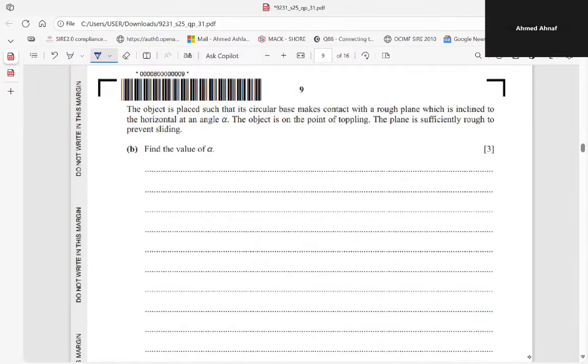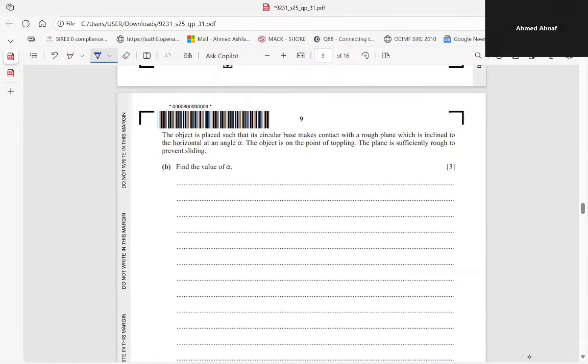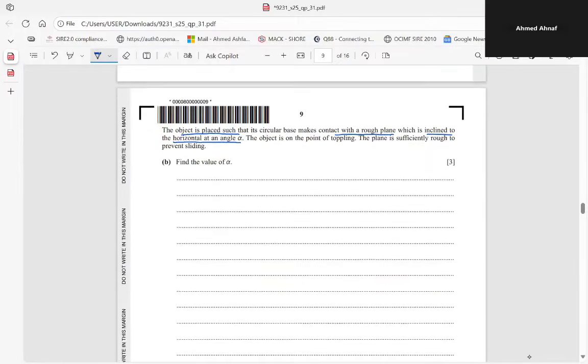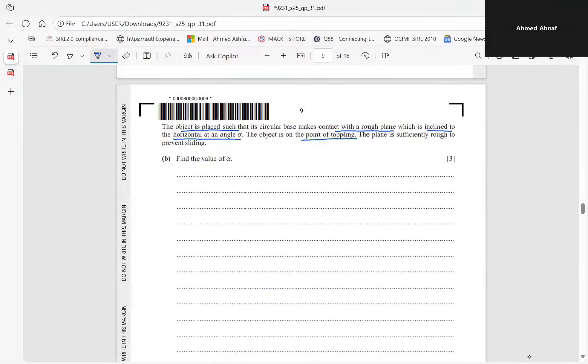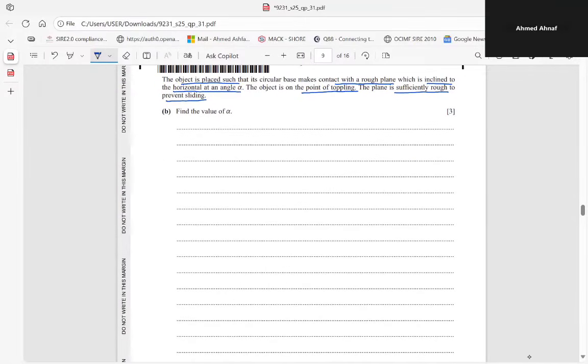For this part, we're told that the object is placed such that its circular base makes contact with a rough plane, which is inclined to the horizontal at an angle alpha, and the object is on the point of toppling. The plane is sufficiently rough to prevent sliding. So it's just sitting right there, and we have to find the value of alpha. Let's draw a sketch of this first. So this is alpha, and then this is our cone.